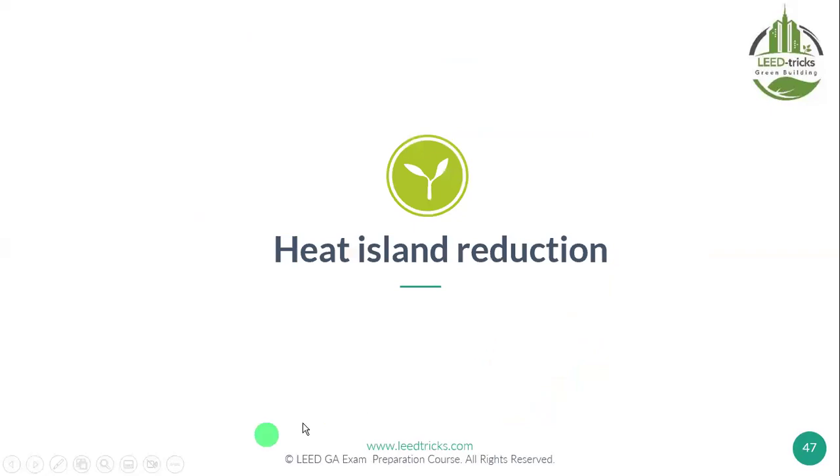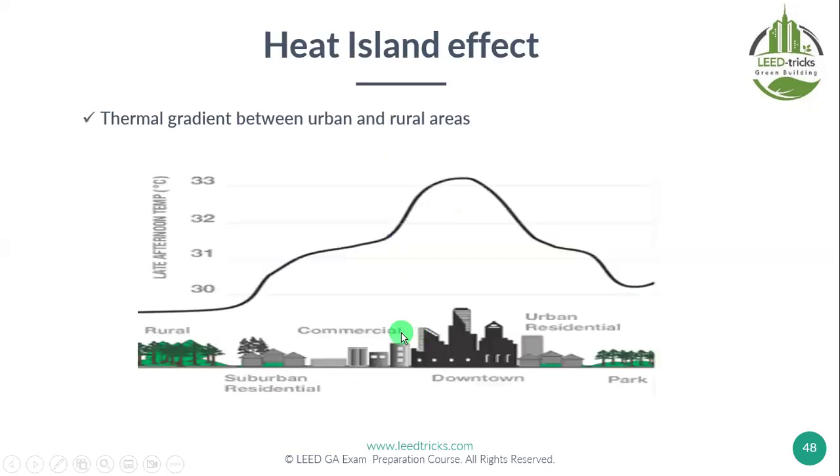The next is a phenomenon that happens, especially in urban areas. This credit, we call it heat island reduction. What is heat island reduction? Or what is the heat island first? Before we know how to reduce it, what is the heat island? Heat island is the temperature gradient between the urban areas and rural or suburban residential areas. Why? Because of development, of course.